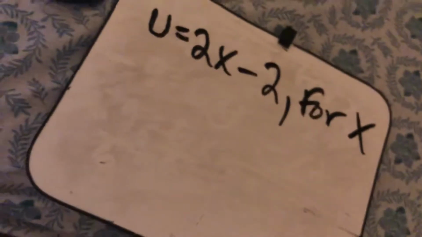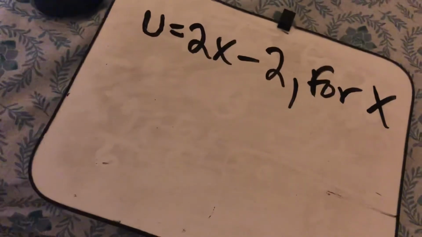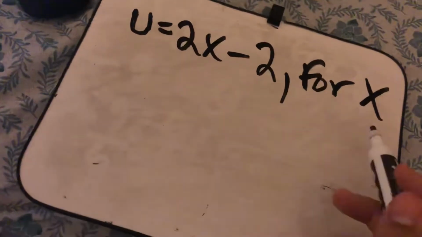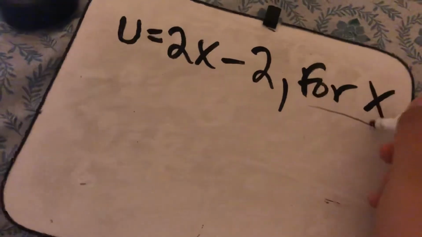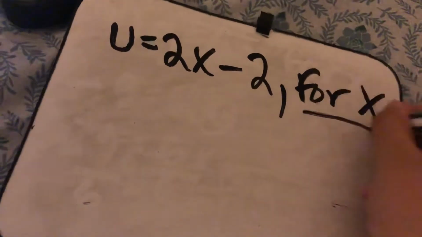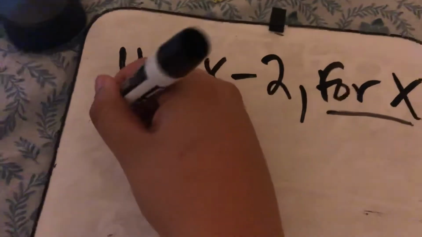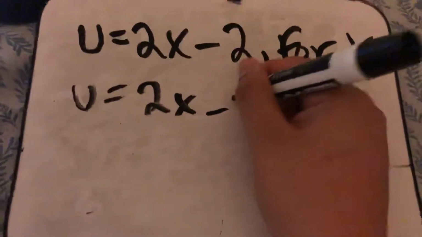All right, class, so this is number 2 on your worksheet. You have u equals 2x minus 2, and we're going to solve for x, all right? Just like in number 1, we're going to underline what we're looking for. So we're going to look for x, and go ahead and rewrite the problem again, all right? u equals 2x minus 2.